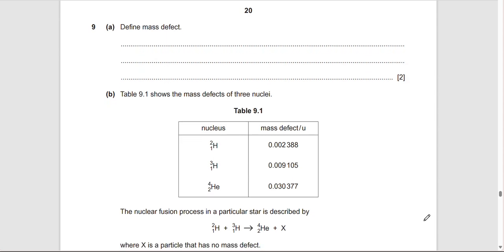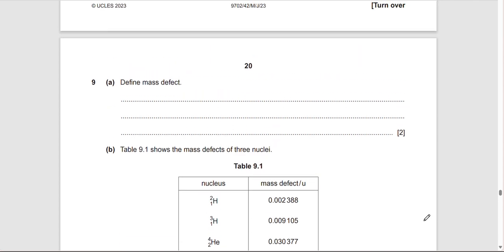Question 9. Define mass defect. So this is the difference between the total mass of the constituent infinitely separate nucleons, right? And the combined mass. So it's literally, you have the nucleons, right, before they've been combined into forming the nucleus.